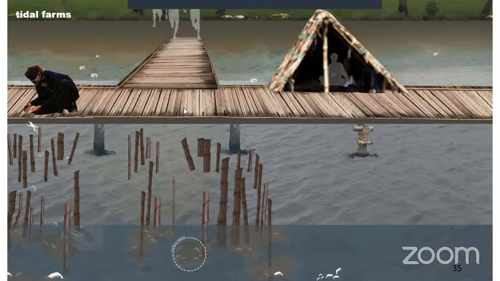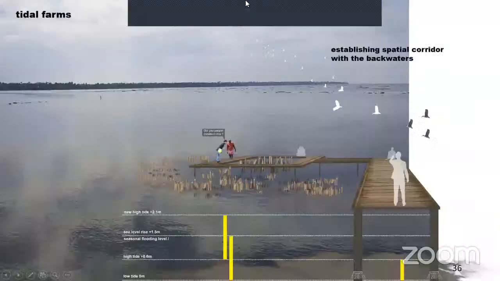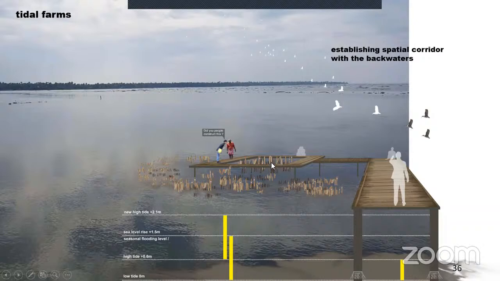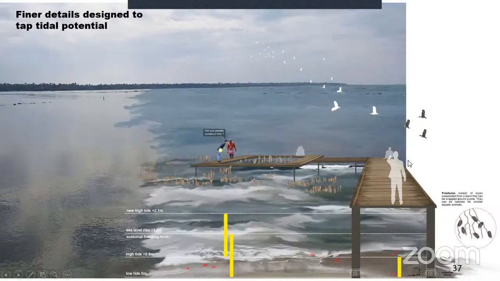So along with creating opportunities for aquaculture, these tidal farms also create a corridor for people to spatially experience the backwaters from the edges. And a part of these boardwalks could go around these tidal farms so that they can see how these tidal farms function and also establish a spatial corridor with the backwaters. And if you zoom into the details within these boardwalks, they are also designed in such a way that they could harness this tidal potential.